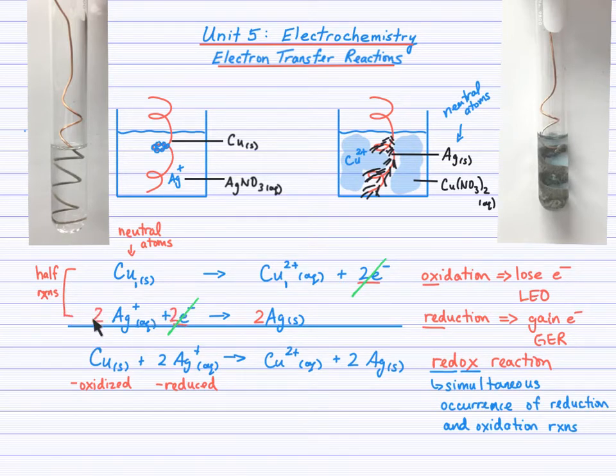Now, the only reason we multiplied by 2 for the silver ion reduction half reaction was to write the overall equation. To just write the half reaction for the silver ion, it's enough to say what I wrote in blue: the silver ion plus 1 electron produces the silver solid.